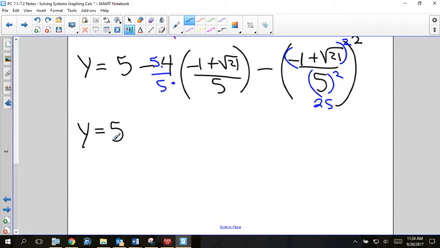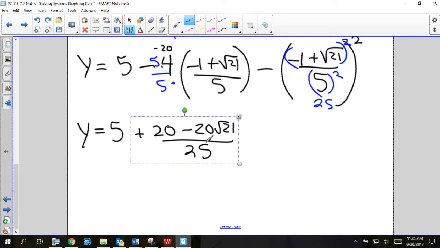Okay, so I'm going to multiply this out. This is going to be -20 times that stuff. So I'll have plus 20 minus 20 radical 21 over 25 minus something over 25.